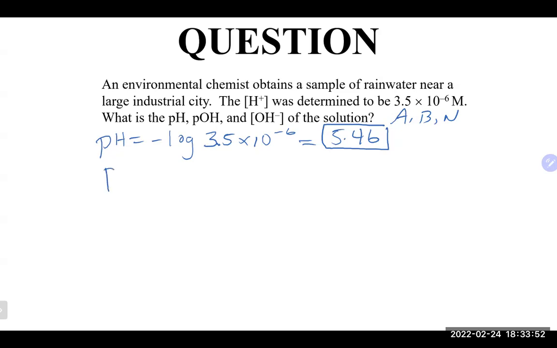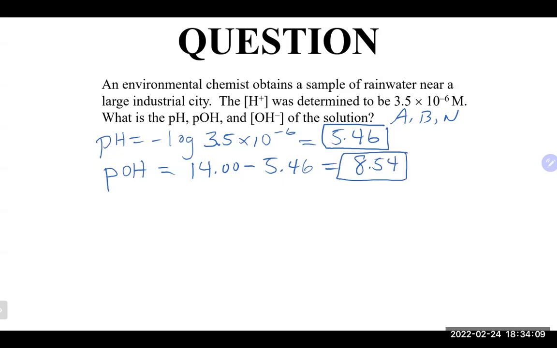Since we have the pH, might as well just subtract it from 14 to get the pOH. That's a pretty simple move. So that's going to give us 14 minus the pH, which is 5.46, and we'll get 8.54.